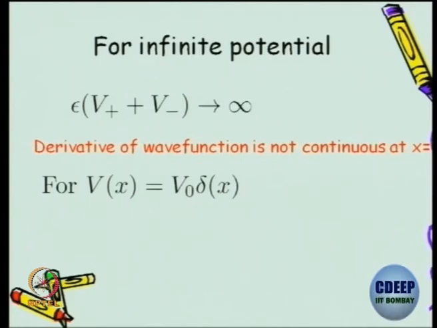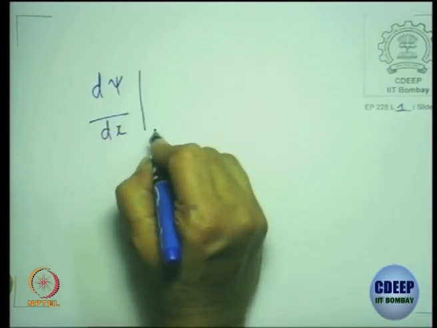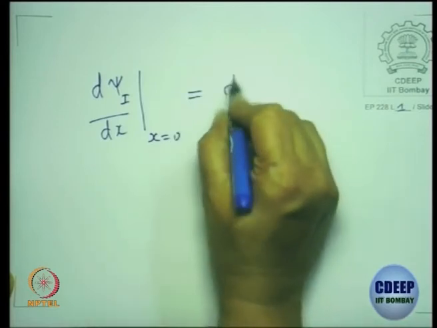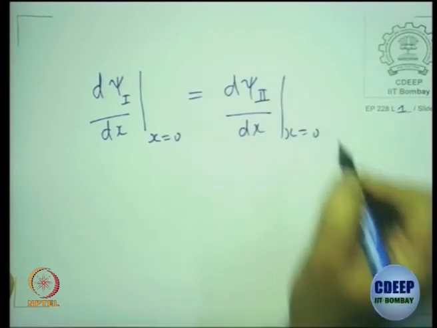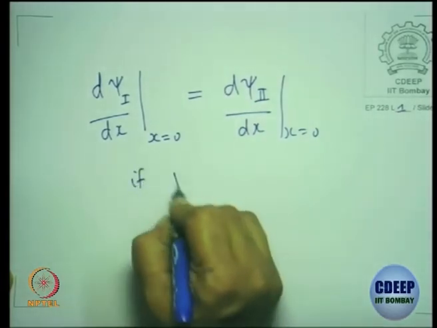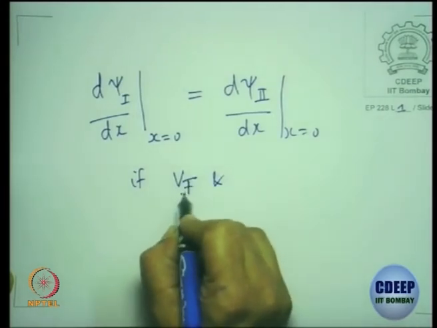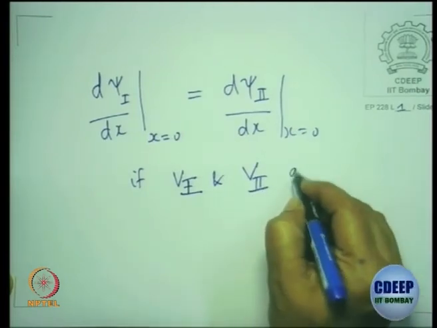So what have we said? We say that d psi by dx in region 1 at x equal to 0 should equal d psi by dx in region 2 at x equal to 0, if x equal to 0 is the interface, if V1 and V2 are finite.